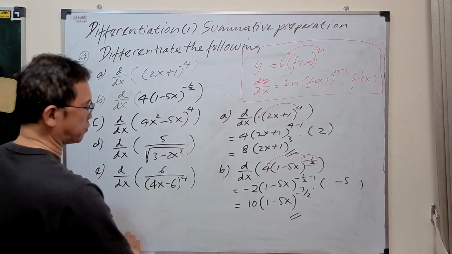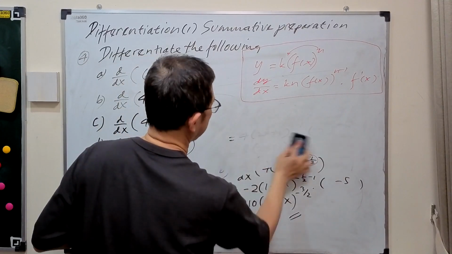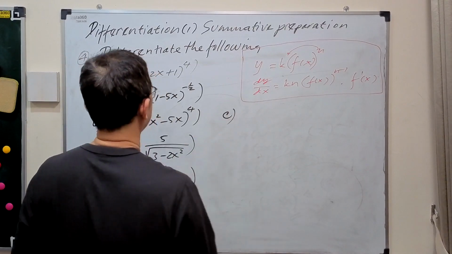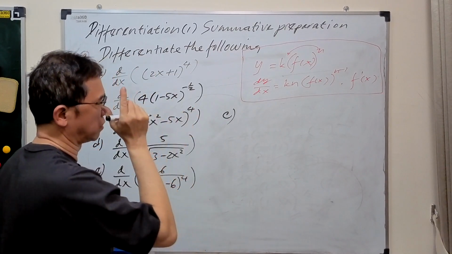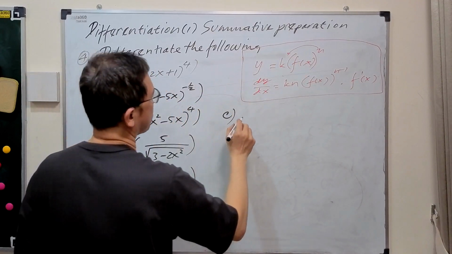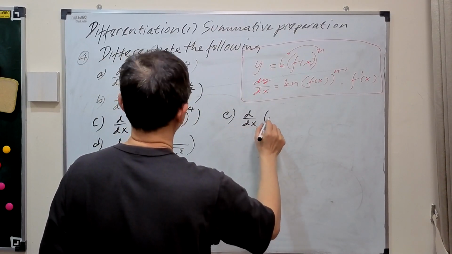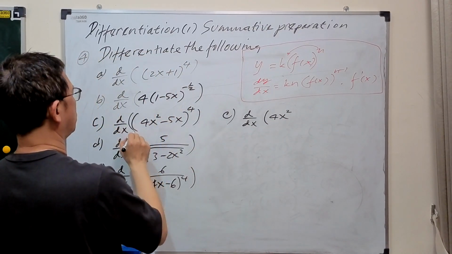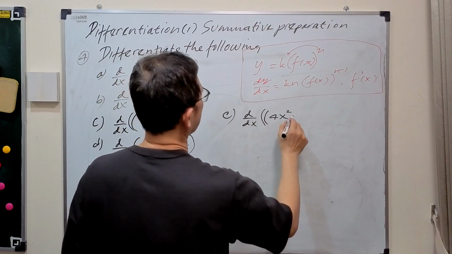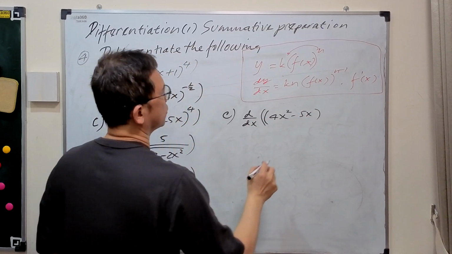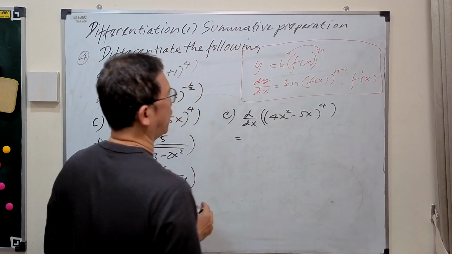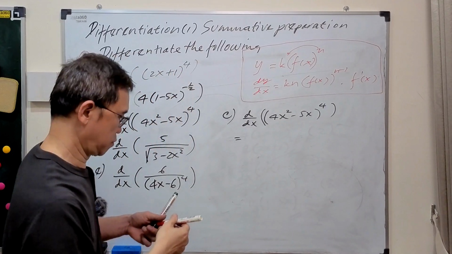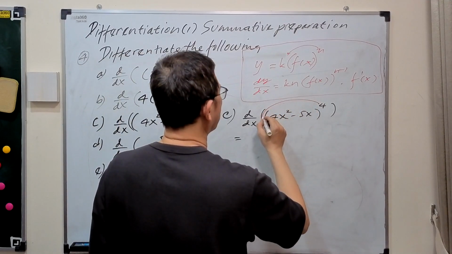Okay, let me erase this first. So C, just apply the same method. Let me write this down first. Y squared, or this one is supposed to be more bracket, minus 5x to the power of 4. Apply again this chain rule method. Multiply 4 to the front.